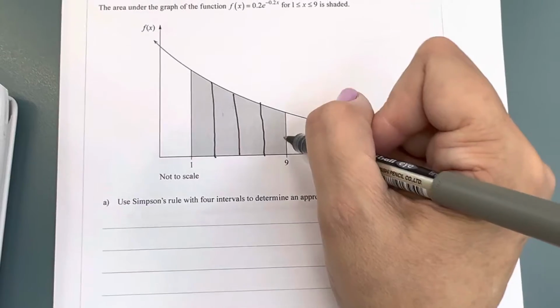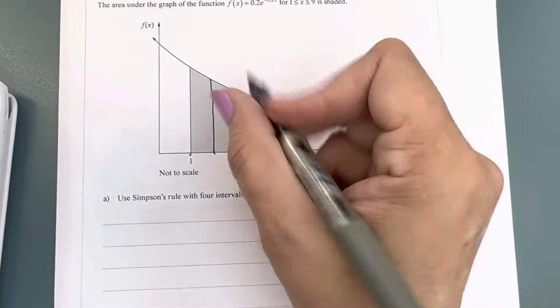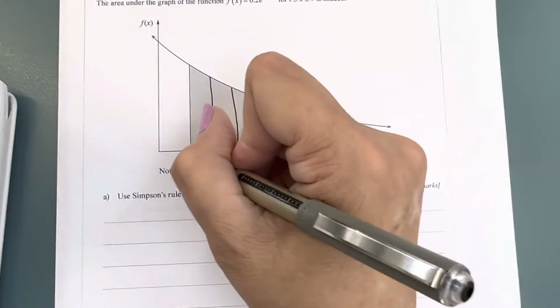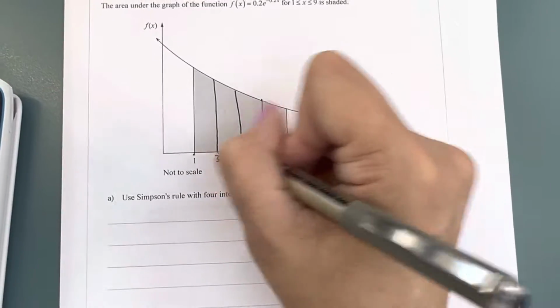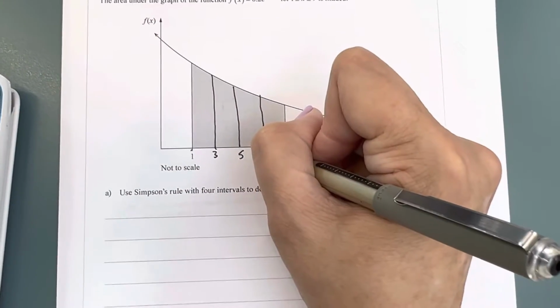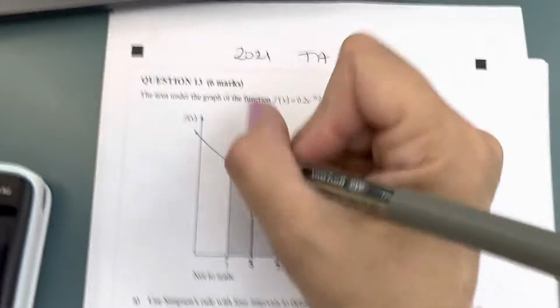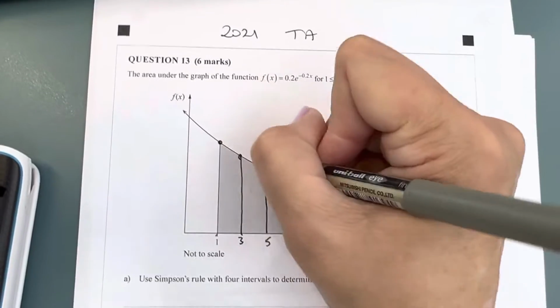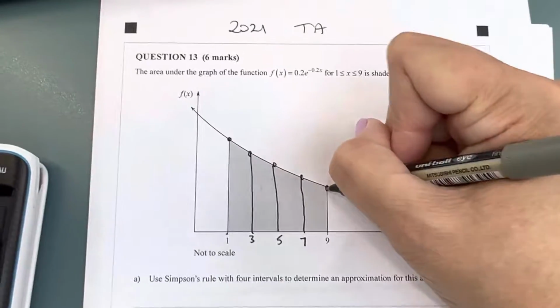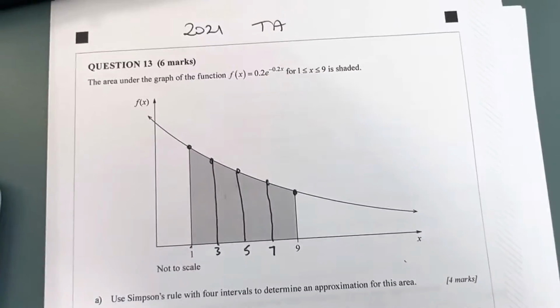So obviously I'm splitting it in half first. What's halfway between 1 and 9 would be 5. Halfway between 1 and 5 is 3. Halfway between 5 and 9 is 7. So they're my 4 strips. And I need to work out these points on the graph.